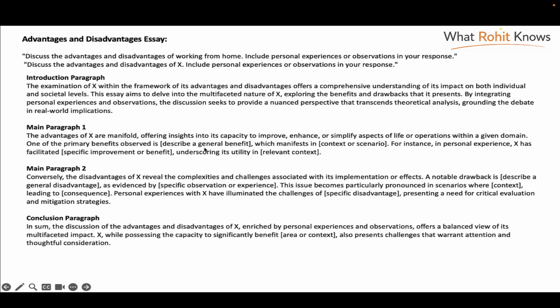What is a general benefit? You can say you don't have to travel. So one of the primary benefits observed is that you don't have to travel to office, which manifests in, what does it lead to? Which manifests in cost savings. For instance, in personal experience, working from home has facilitated the time I can give to my health and to exercise, underscoring its utility in improving the quality of my life.